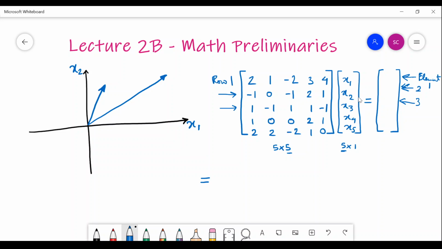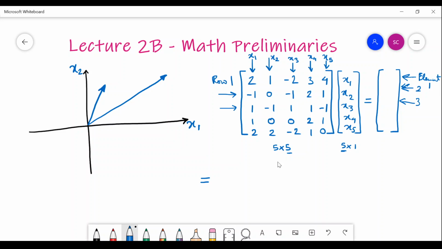So the same question, if I ask for x2, the contribution is basically shown in this particular column. For x1 the contribution is shown in this particular column, for x2 in this particular column, for x3 this particular column, for x4 this, and for x5 this particular column. The contribution of x5 in each of the rows is shown in this particular column. I hope you have understood this.